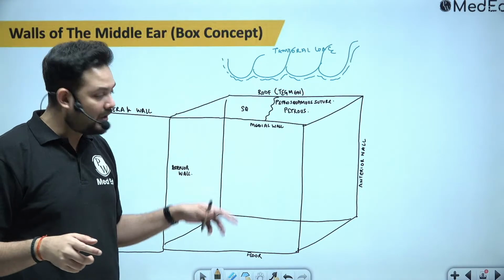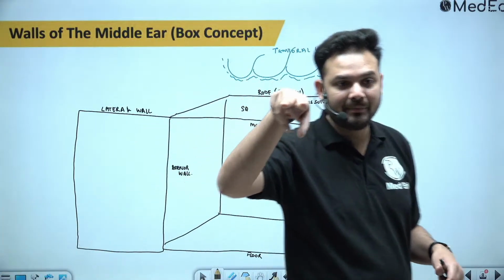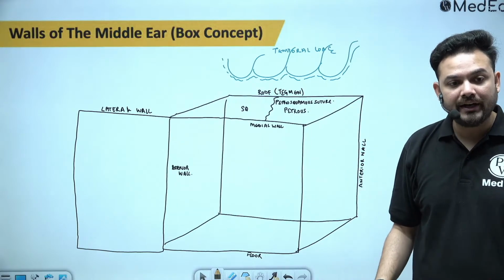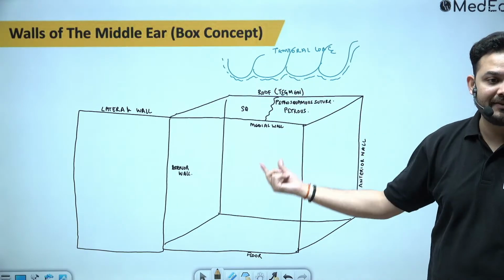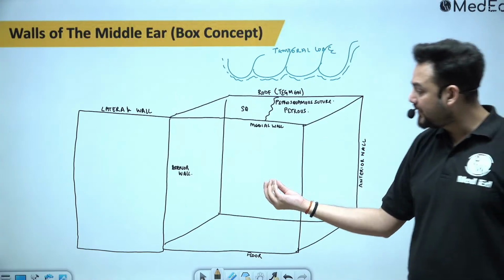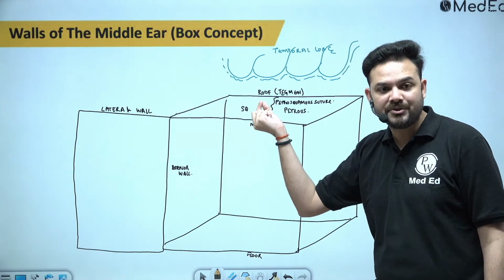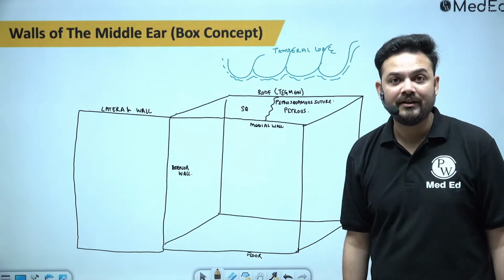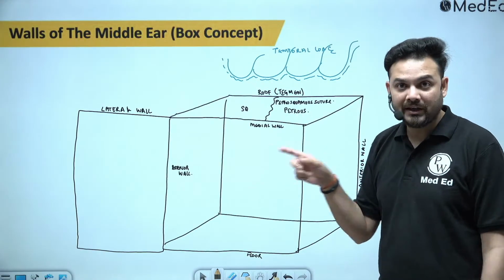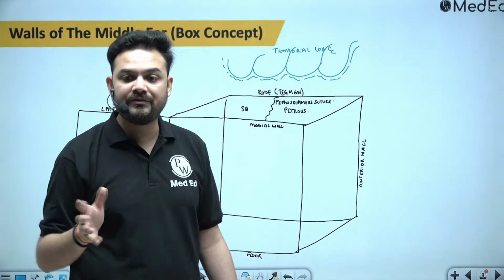Many times this petrosquamous suture might be patent, it might be open. That might be the reason why children develop intracranial infections when a middle ear infection happens. The infection can travel through this patent petrosquamous suture, go inside and cause an intracranial abscess. This is a very important part that you should remember.